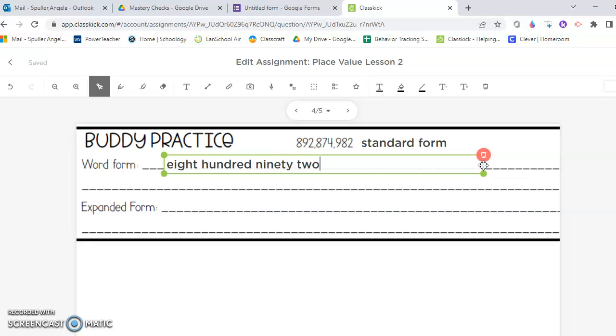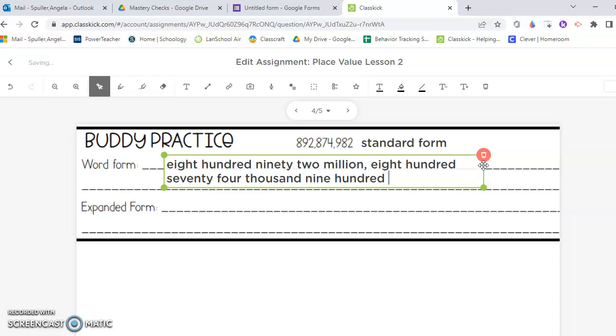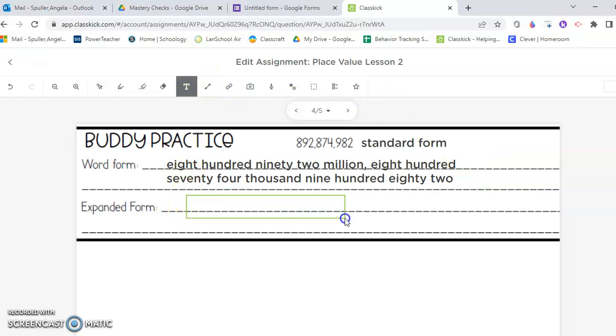892. Now remember, that's not 892. There's more to it. So we have to tell them what period. So 892 million, then 874, and again, not just 874, it's 874,000, because that's what period it's in. Then 982. Okay, expanded form. Let's do this.